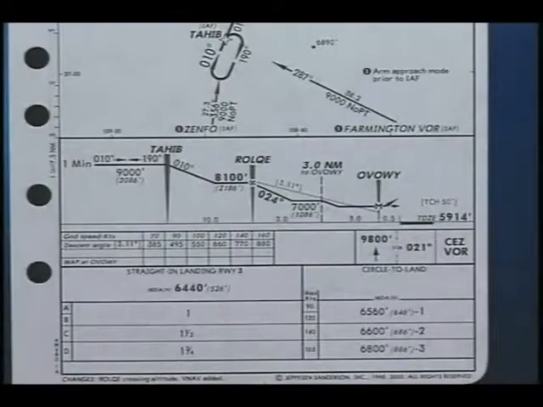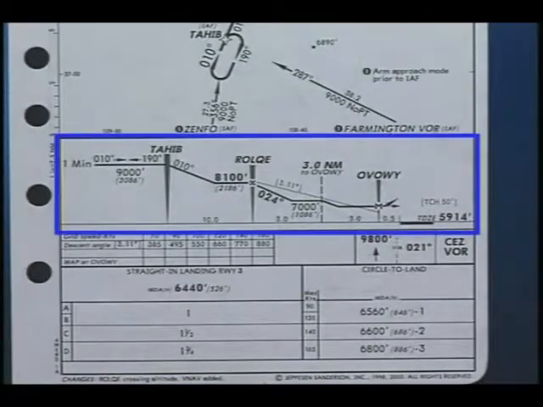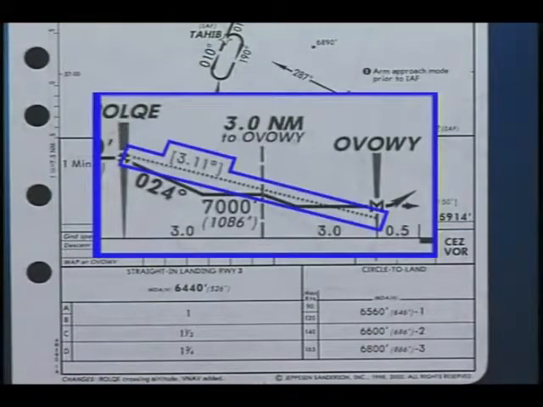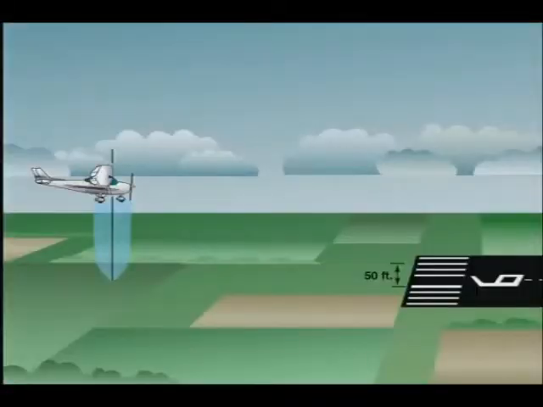Now let's take a look at the different things you may encounter in the profile view of an RNAV chart. To further enhance aircraft operations using RNAV approaches, vertical navigation information is published in the profile view. This symbology represents vertical descent information that is coded into the navigation database. It provides guidance to allow for stabilized, constant-rate descents on selected non-precision approaches.